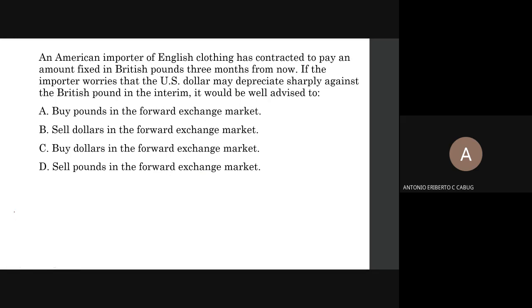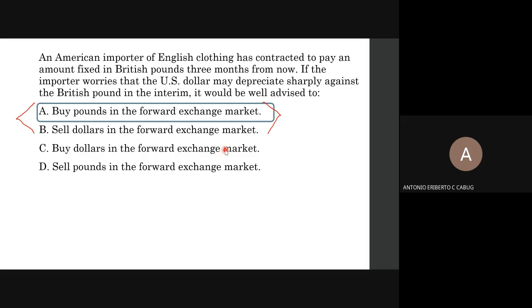Actually, there are two possible answers here. The answers are A and B. Okay? This American importer can be a buyer of the pound. Bibili siya ng pound at magbebenta siya kapalit dollars. Tama ba? Okay. So A and B will take place. But because we have to choose only one answer, the correct answer is letter A. Malinaw kasi na yung pampalit niya sa dollar ay pound. Hindi niya binenta yung dollar para sa yen o sa euro. Binenta niya yung dollar para sa pound.